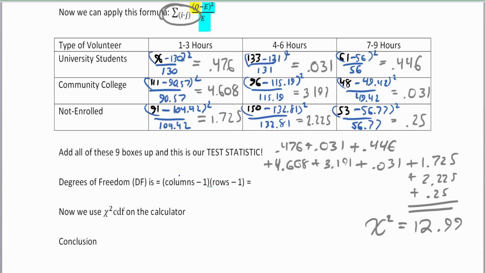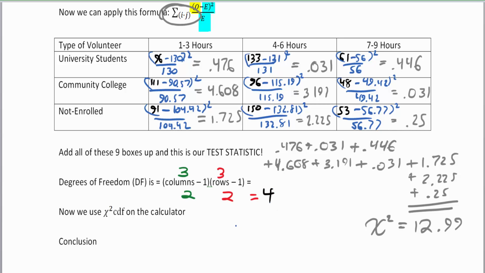Now we need our degrees of freedom. What we're going to do is look at the rows and columns of data, not the total columns. So, let me color code this. We had 3 rows, and then we had 3 columns, okay? Which means this is 2 times 2, and 2 times 2 makes a total of 4.